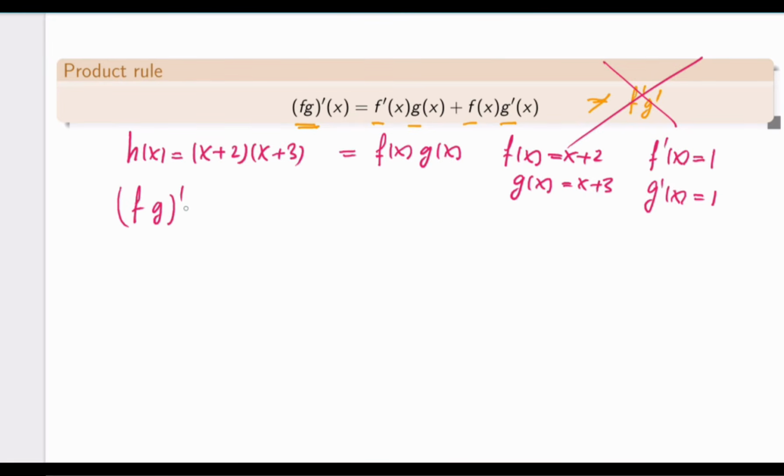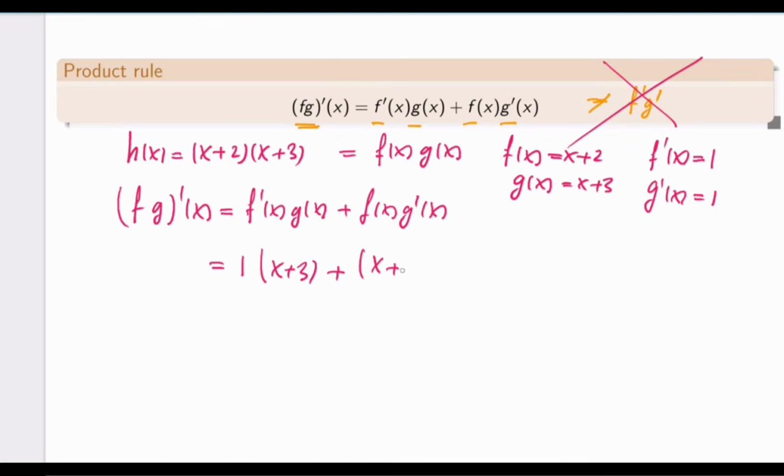(fg)' of x is f prime of x times g plus f of x times g prime of x. So then f prime is equal to 1, g is the function x plus 3, f is the function x plus 2, and the derivative of g is 1, so we get this. And then multiplying this out, we get 2x plus 5. And that is the derivative of the product function.